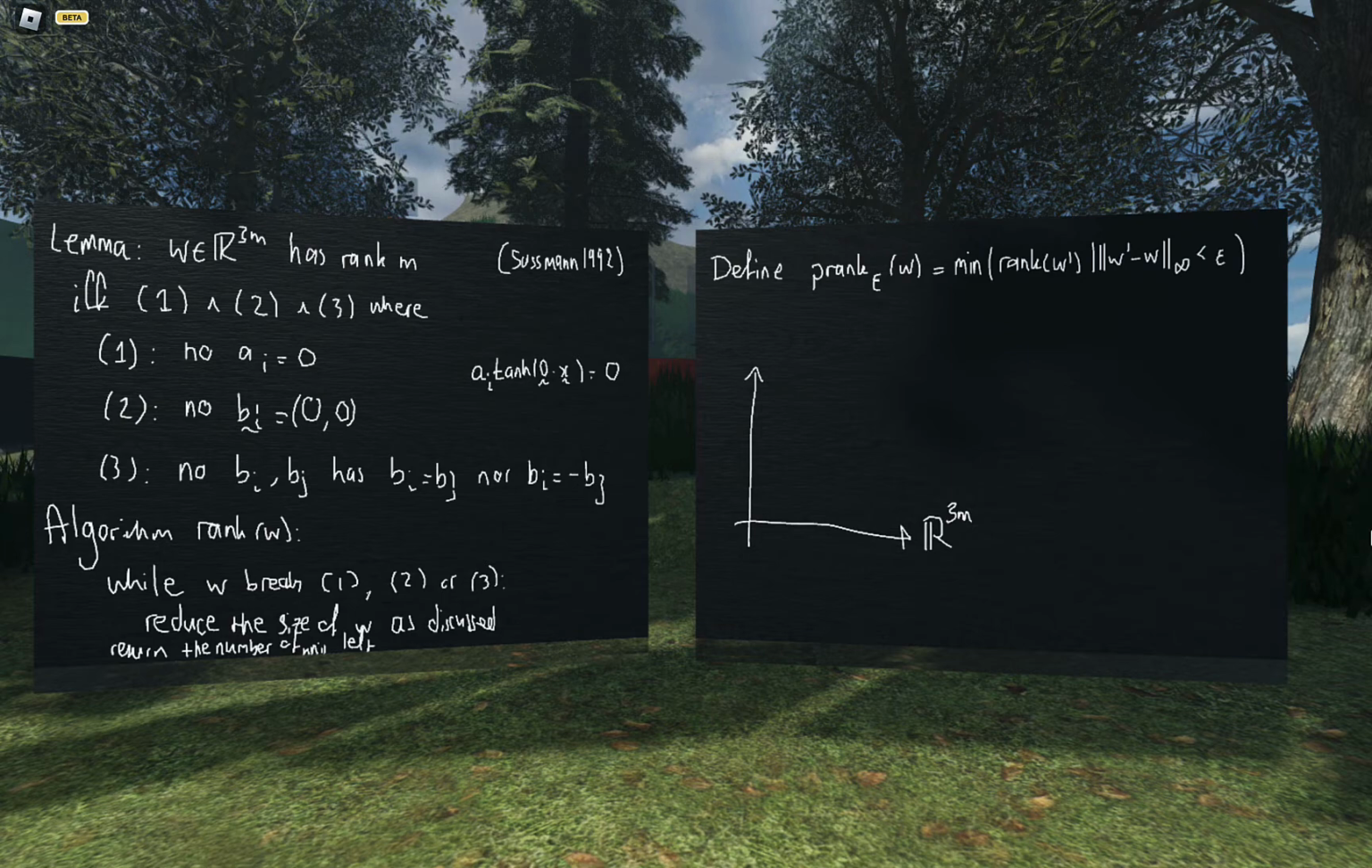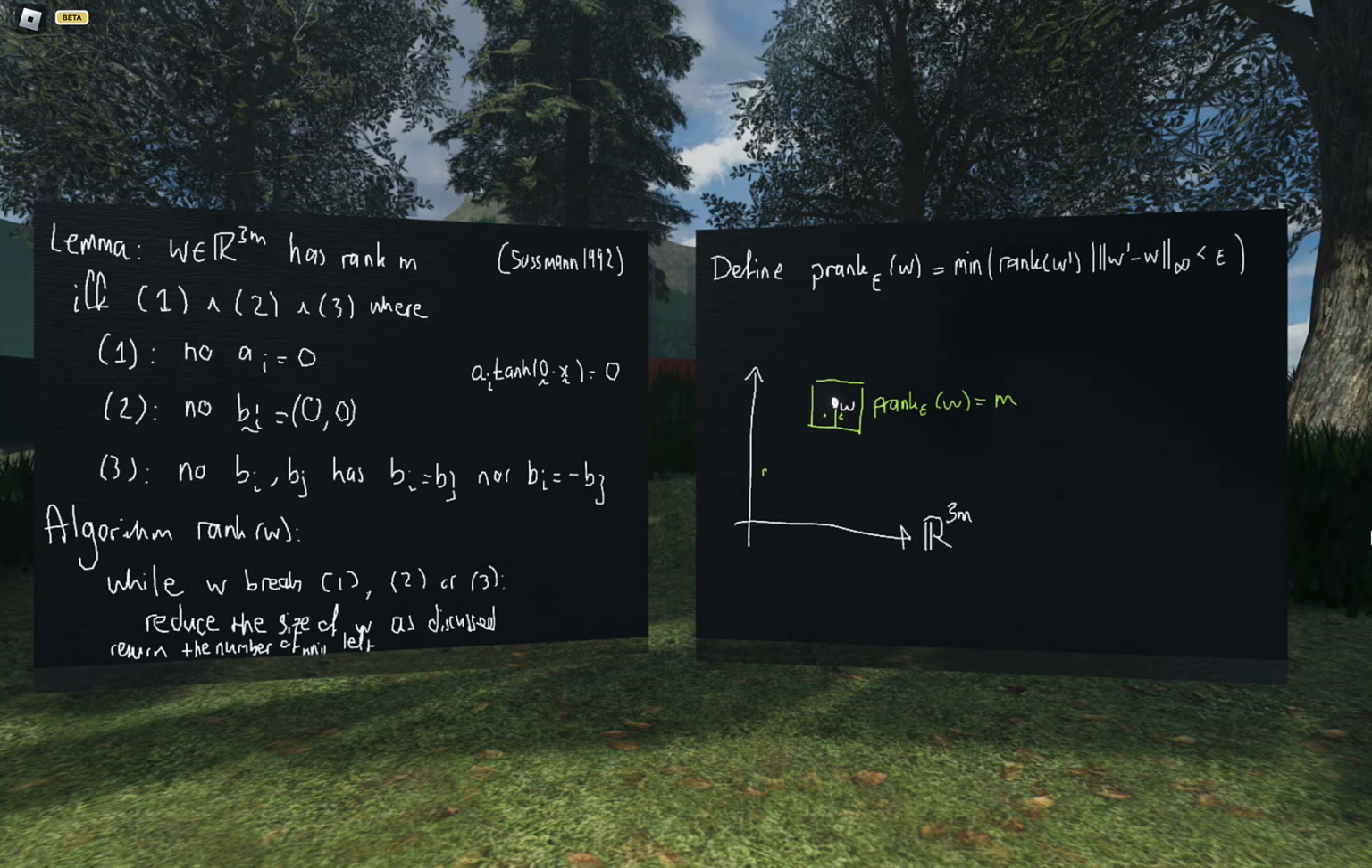So we've got a point W here. We consider this L infinity neighborhood, and we look for the lowest rank parameter within this neighborhood. In this case, if the axes are low rank and the rest is the generic case of being full rank, with this radius epsilon, the prank of W here is just m.